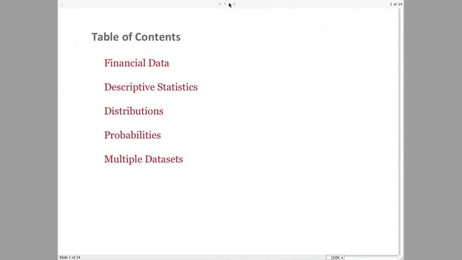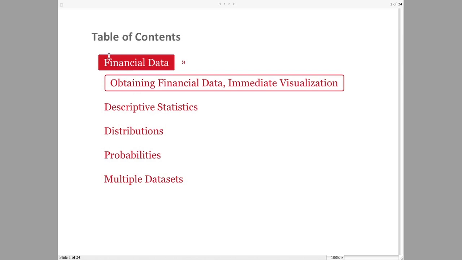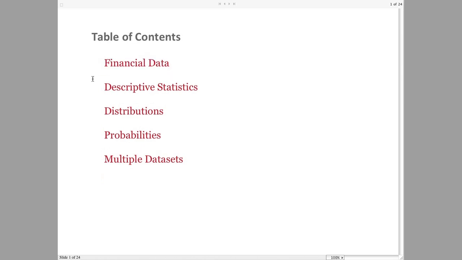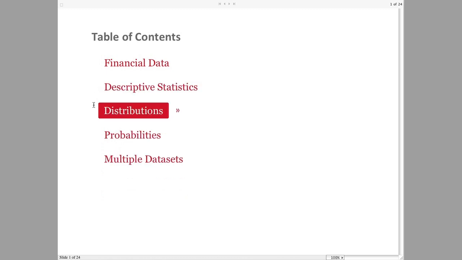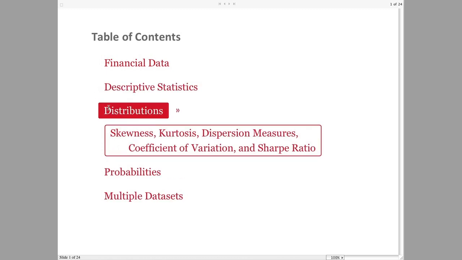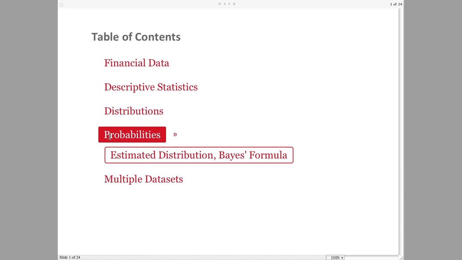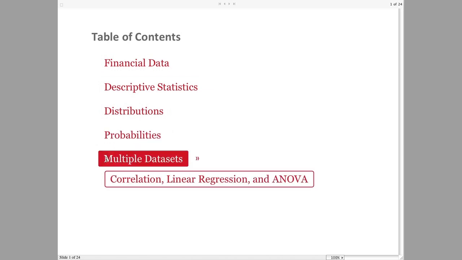Today I'd like to talk to you about financial statistics. We first obtain the financial data and achieve immediate visualization upon the data. Then we move on to descriptive statistics, distributions, probabilities, and finally multiple data sets.